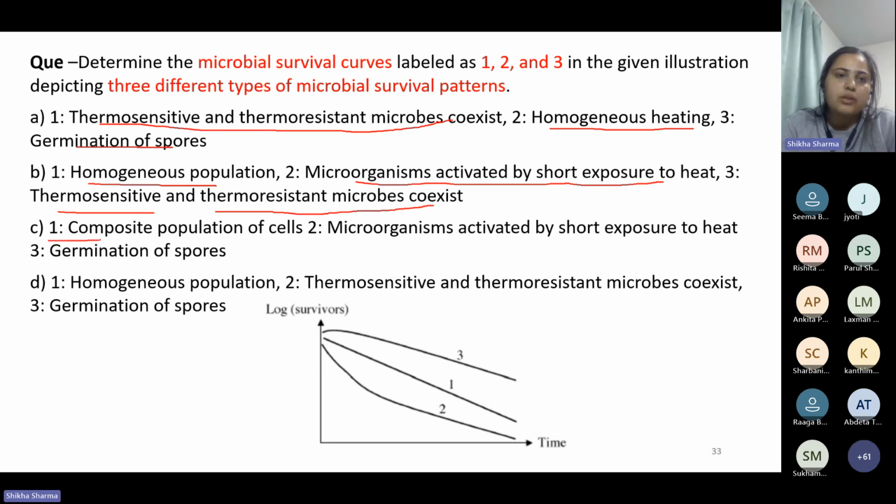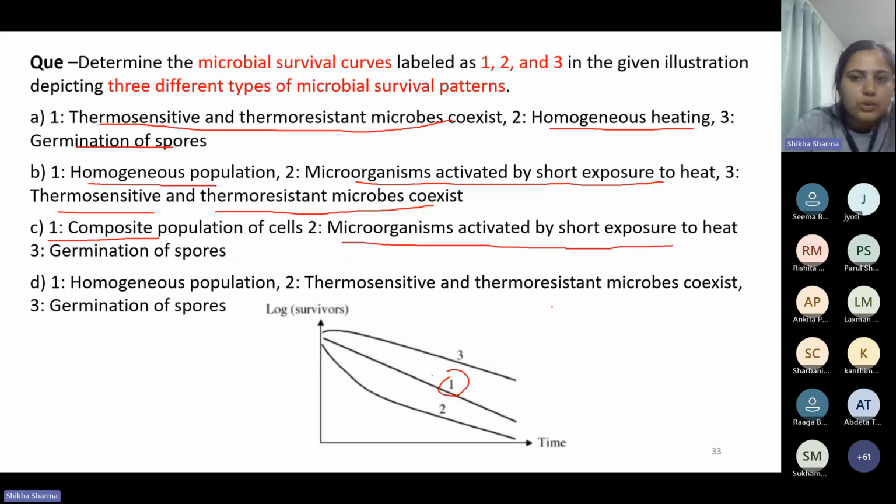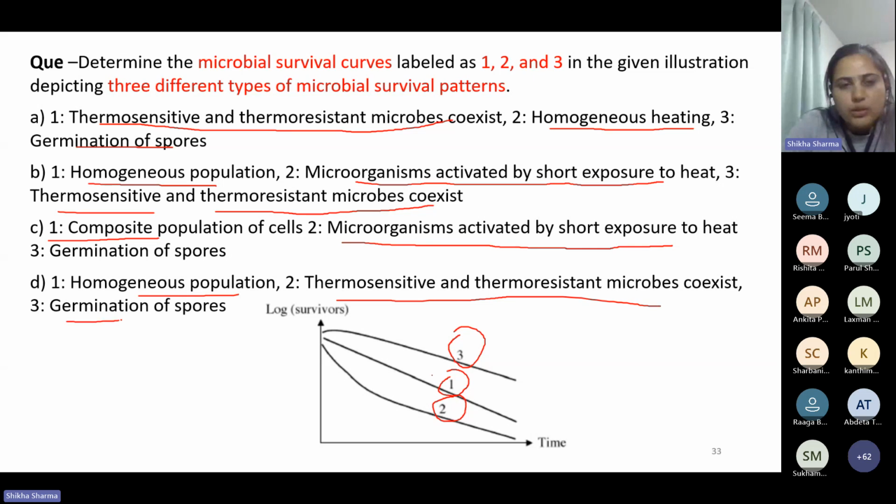Option C: the first graph, this one, is depicting a composite population of cells. Second is microorganisms deactivated by the short exposure to heat, this one. And third, germination of spores. Option D says first is homogeneous population, second is thermosensitive and thermoresistant microorganisms coexist, and third is germination of spores.